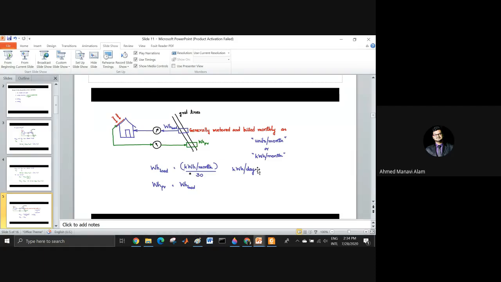If someone asks you what is your average expenditure, what do you do? You divide 30 by 30, 1 taka per day. So this is that thing. Okay, you divide the 30, you get the WH load kilowatt per day.